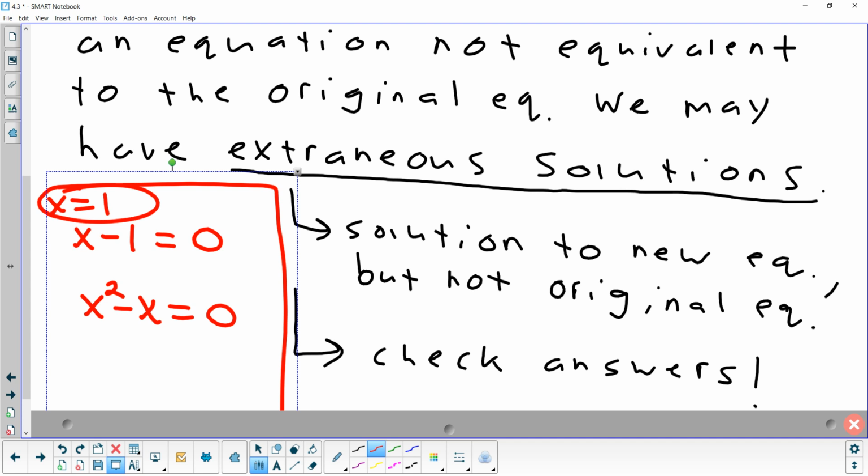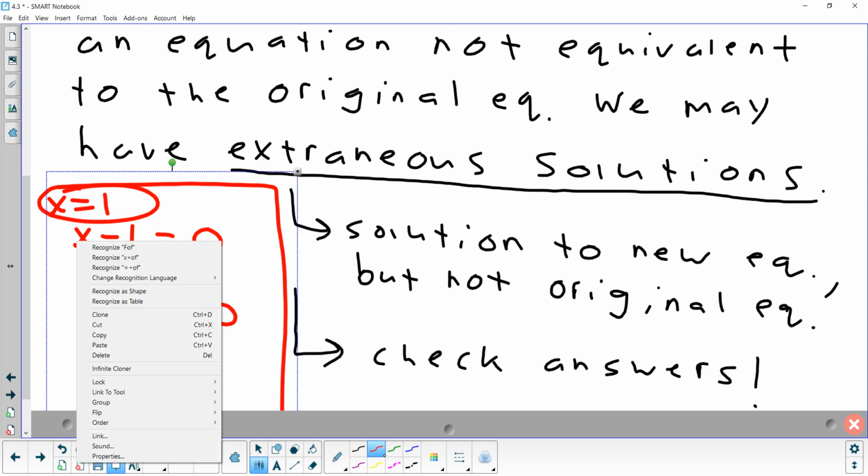Let's see if 1 still works. What's 1 squared, 1, minus 1? 0. So my original answer still works, x equals 1. But there's another answer that works here. What else could you plug in for x and it would come out to 0, besides 1? Yeah? 0. 0 squared minus 0 is 0. So that is a solution to this new equation.